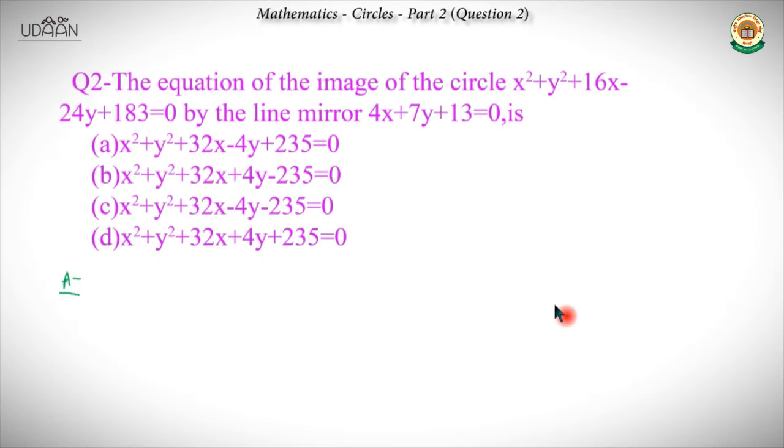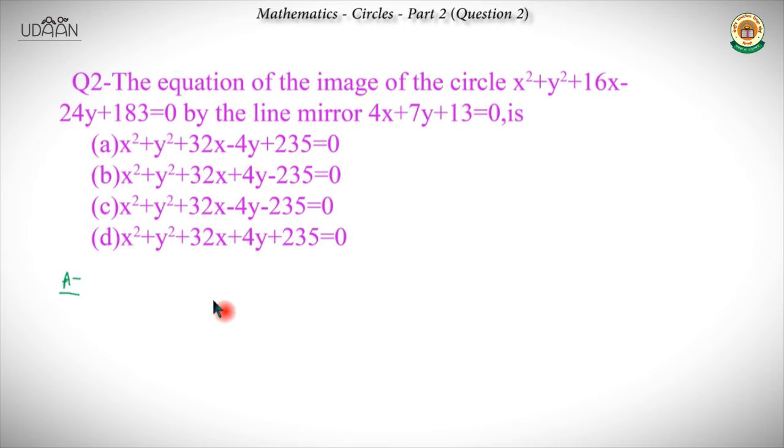Alright, so we have question 2 over here which says: the equation of the image of the circle x square plus y square plus 16x minus 24y plus 183 is equal to 0 by the line mirror 4x plus 7y plus 13 is equal to 0. Four options are given. Let's see how to solve this question.